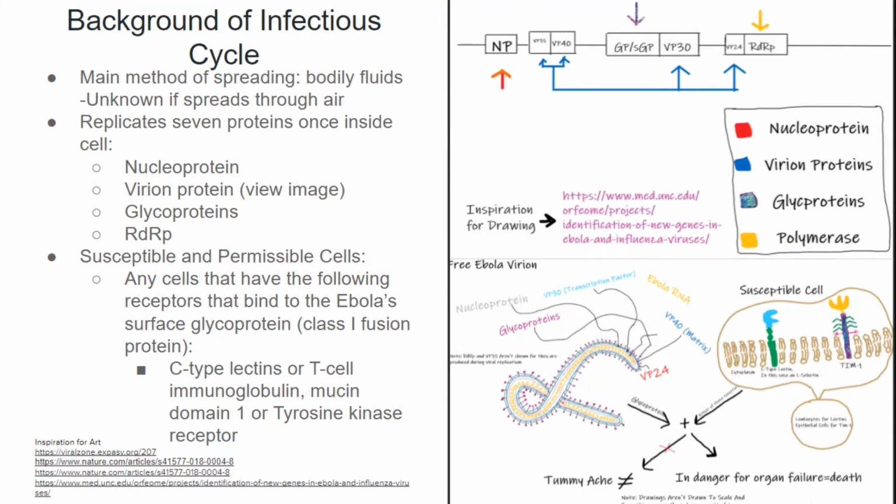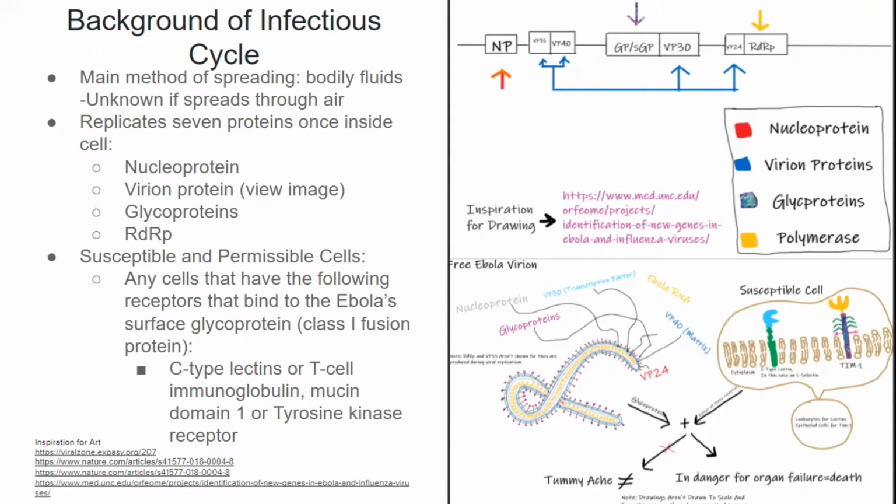The following is the infectious cycle of the Ebola virus. Once a healthy person has been exposed to the virus, many through bodily contact, Ebola can target any cell that can facilitate its attachment and entry into the cell. To elaborate, Ebola's glycoproteins must attach to either a C-type lectin, used for adhesion and immune responses, T-cell immunoglobulin and mucin domain 1, TIM1, also known, used for clearance of apoptotic bodies, or tyrosine kinase receptor, used for cell signaling.